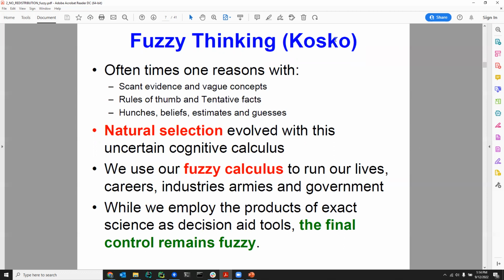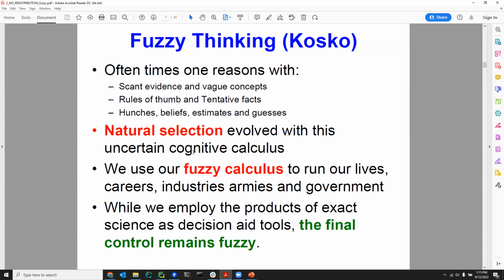So this is from Bart Kosko in his work called Fuzzy Thinking. And he's described a lot of this where he says, oftentimes one reasons with scant evidence and vague concepts, rules of thumb and tentative facts. We're not getting exact explicit sensor data in, and your brain is not crunching numbers similar to a computer, at least not explicitly. You also deal with hunches and beliefs, estimates, guesses, all these things, and humans are still able to reason about these things using the same type of process.